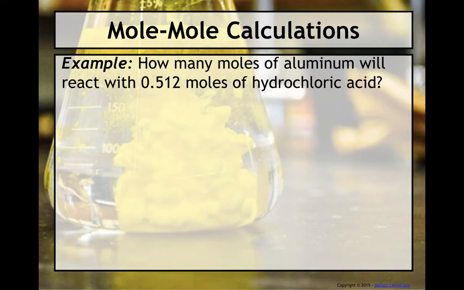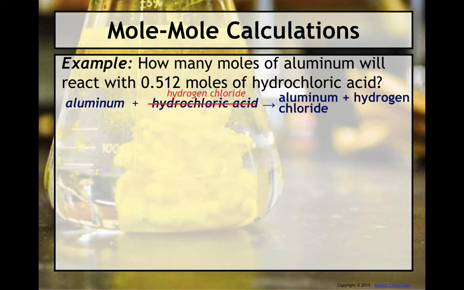Okay, so there's one more example here. So we've got how many moles of aluminum, or aluminium, however you want to pronounce it, will react with 0.512 moles of hydrochloric acid. Well, your first step, you need to write an equation to do it. So we've got aluminum, hydrochloric acid, which is just the same thing as hydrogen chloride. Into that.